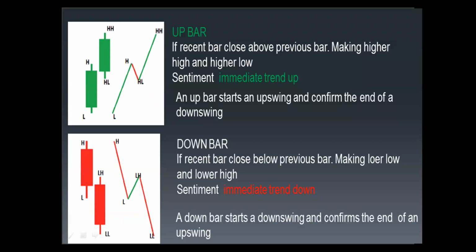Now we're going to go into upticks, up bars, down bars. Furthermore, just kind of slicing and dicing, looking into the anatomy of a candlestick. So we are able to perform surgery on these candles through these markets, through these charts. So we're going to look at the up bar first. If the recent bar closed previously above the prior bar, making higher highs, higher lows, the sentiment is an immediate uptrend at that current moment.